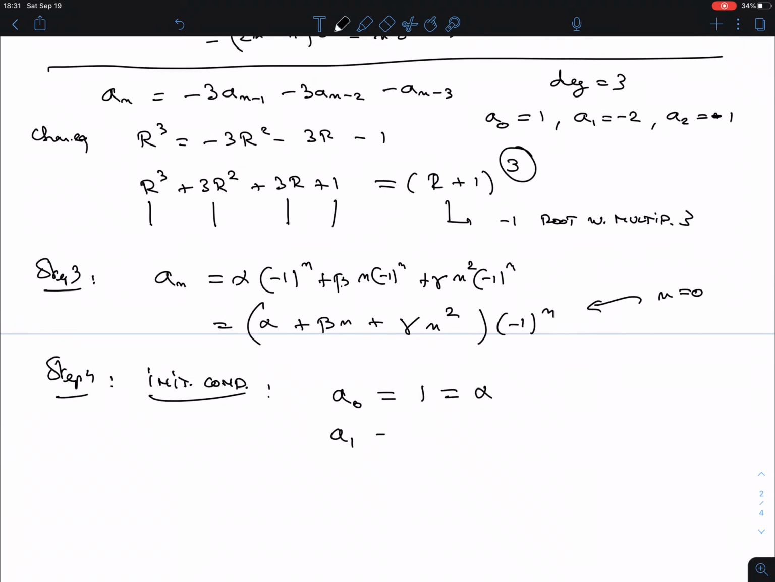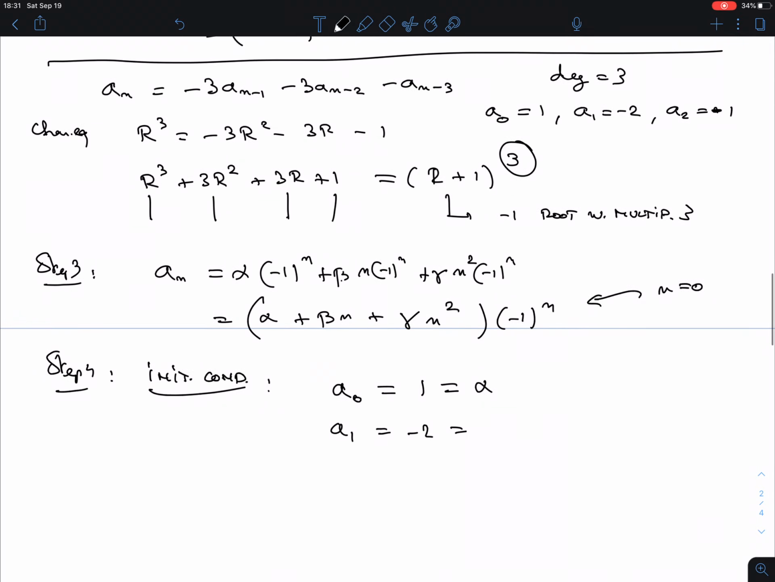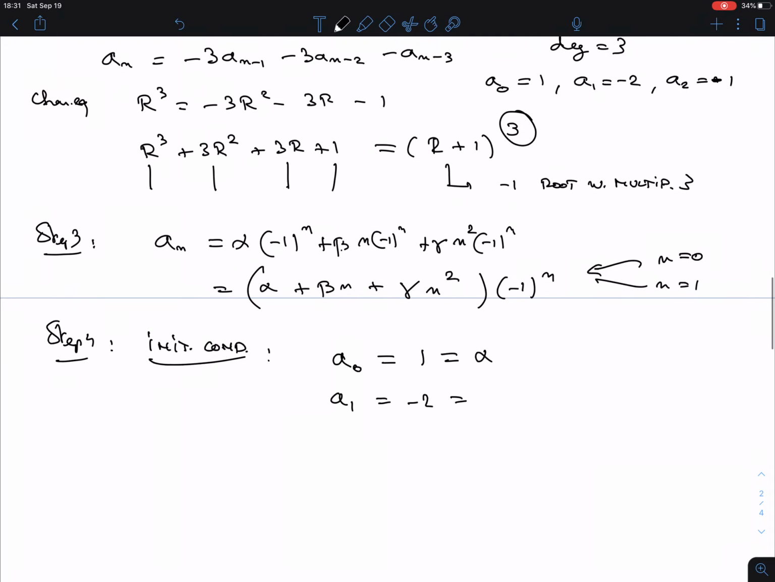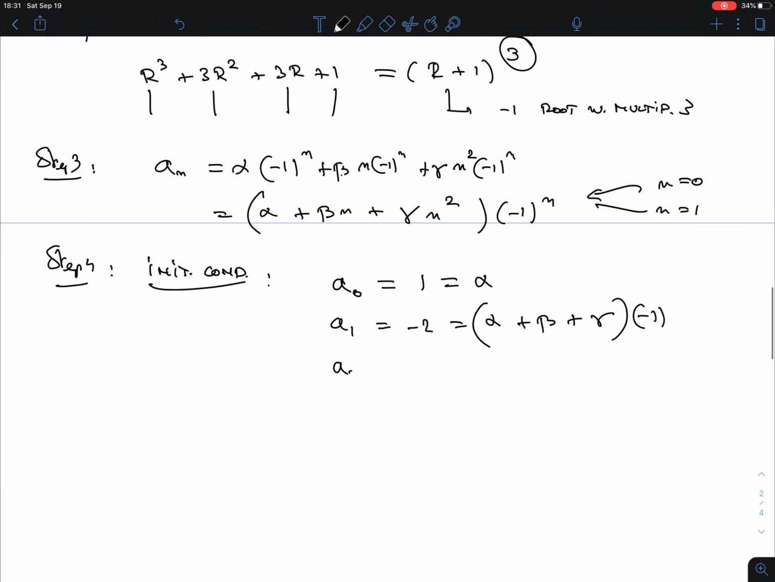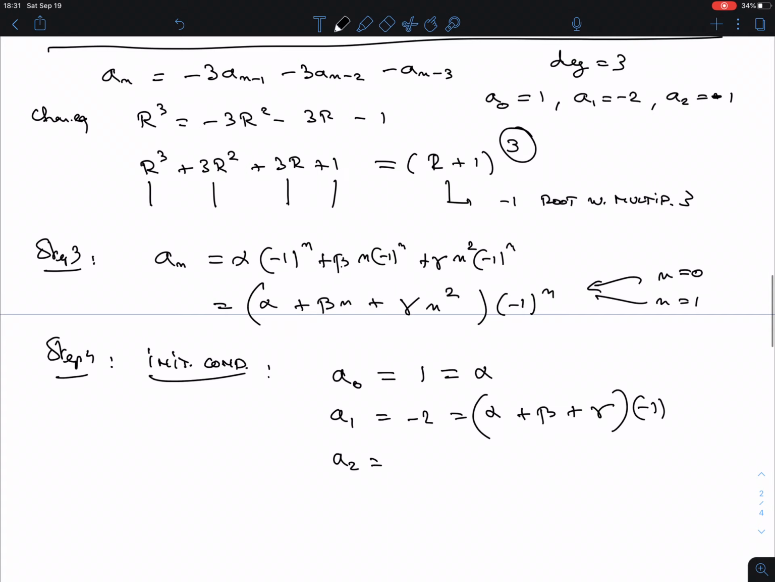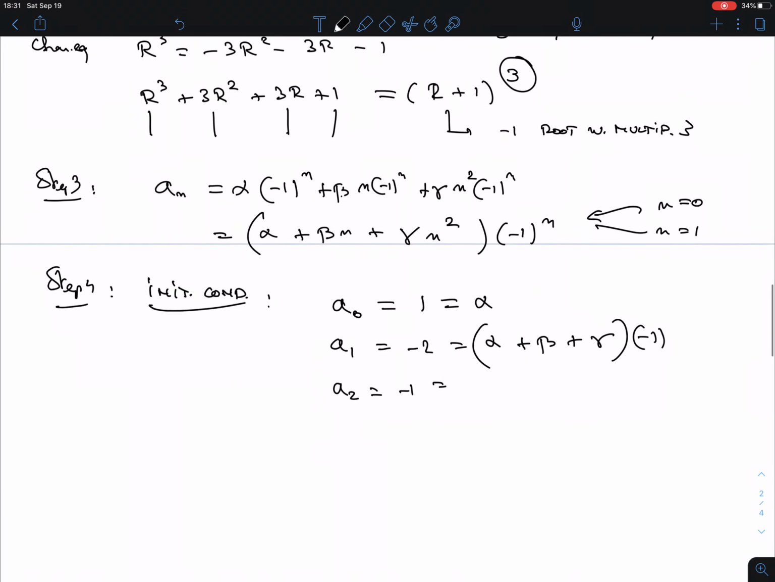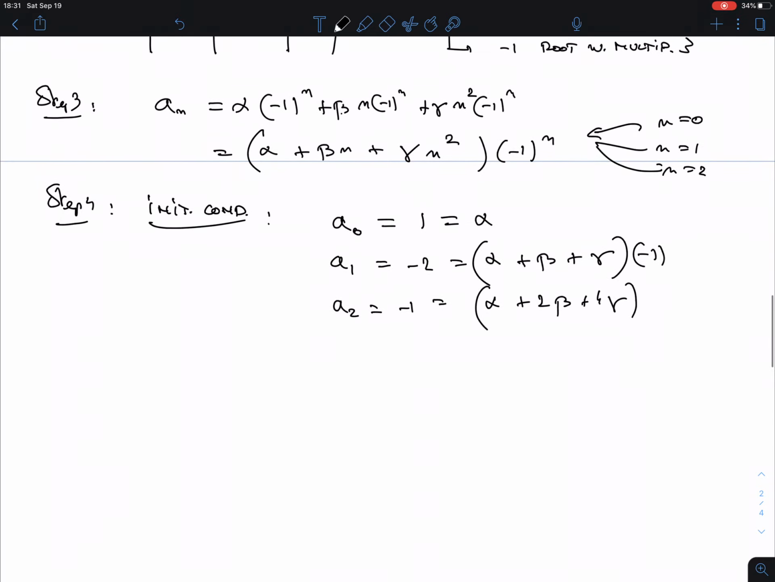Okay, A1, that was -2. And so if I now plug in n equals 1 in this equation, I get alpha plus beta plus gamma times -1. Don't forget that there's a -1 to the n there. And then A2, that is equal to -1, and now I plug in n equals 2 in here. Alpha plus 2 beta plus 4 gamma times -1 to the power 2, that's just 1.